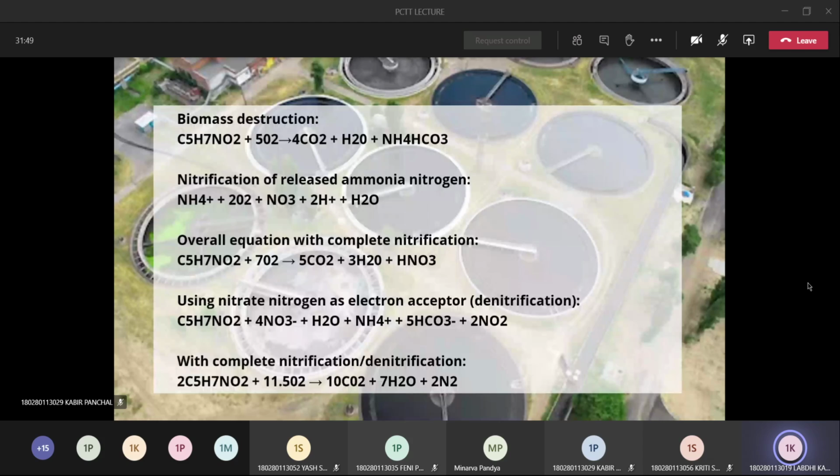The next reaction is using nitrate nitrogen as electron acceptor, or this process is also known as the process of denitrification. So to C5H7NO2, we add nitrogen trioxide ion and water to give hydrogen carbonate as the process of denitrification occurs. And the last reaction being with complete nitrification, C5H7NO2 plus oxygen will ultimately react to give carbon dioxide, hydrogen, and removal of nitrogen. Next.